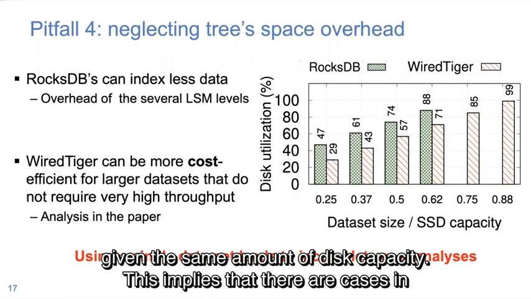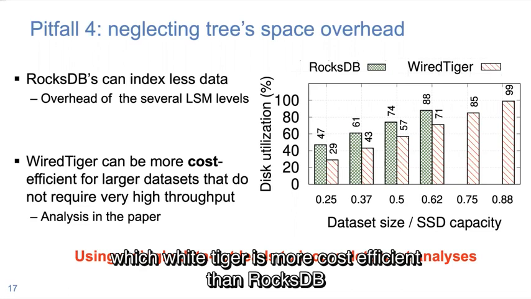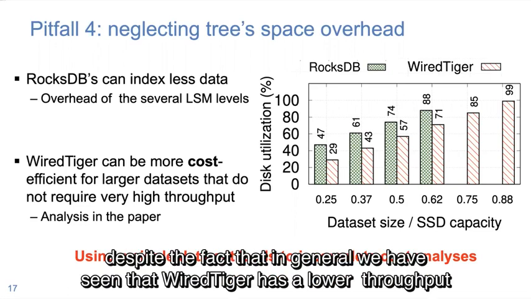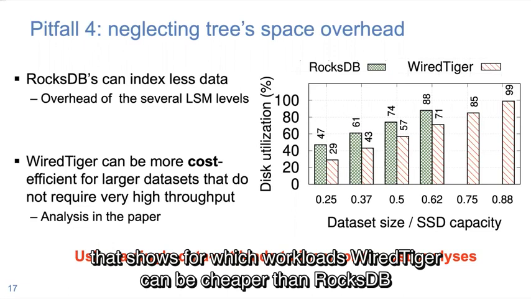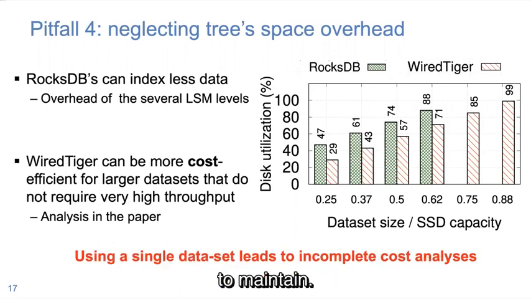This implies that there are cases in which WiredTiger is more cost efficient than RocksDB, despite the fact that in general, we have seen that WiredTiger has a lower throughput than RocksDB. In the paper, we provide a cost analysis that shows for which workloads WiredTiger can be cheaper than RocksDB to maintain.